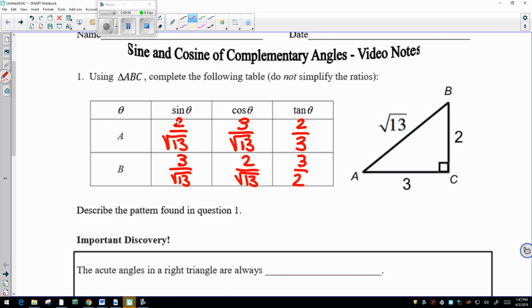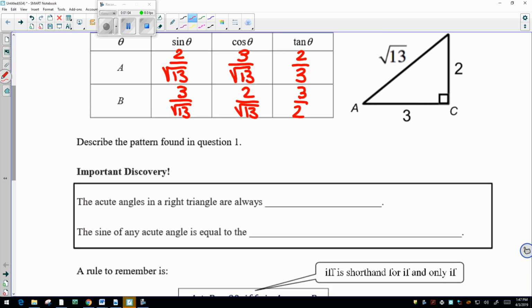And the pattern that we've seen before, the pattern that hopefully we're seeing here again, is that when I look at the sine of an angle, sine of angle A, it's going to be the same thing as the cosine of B. Or vice versa, I could say the sine of angle B is equal to the cosine of angle A.